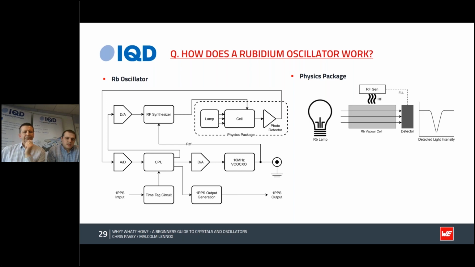Rubidium oscillators are used as standalone frequency standards for laboratories and high-precision test equipment, as well as fallback for telecommunications and broadcast equipment when the primary sync source fails.